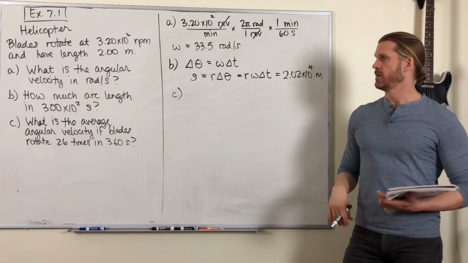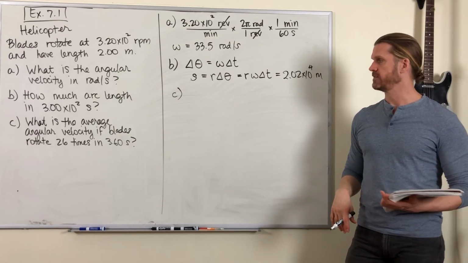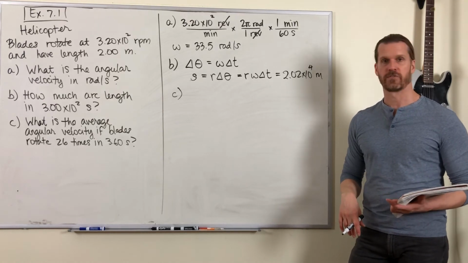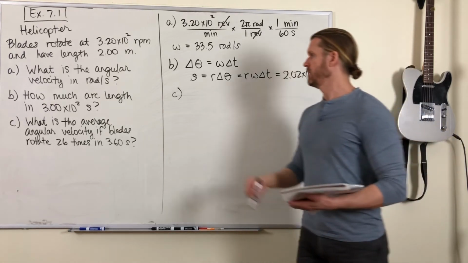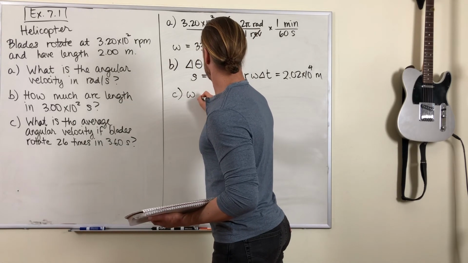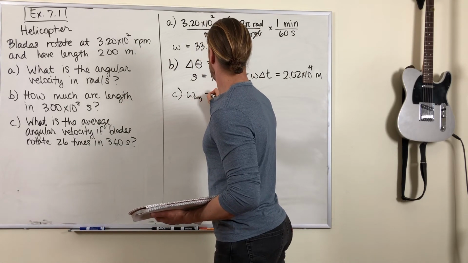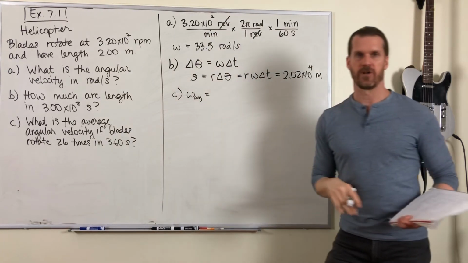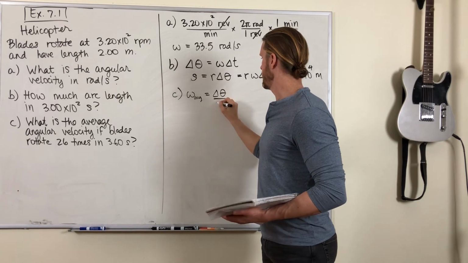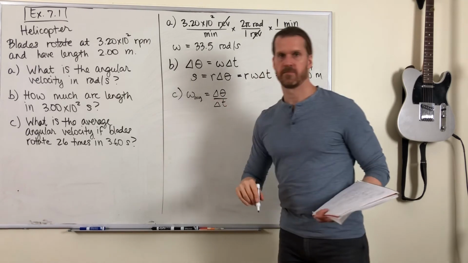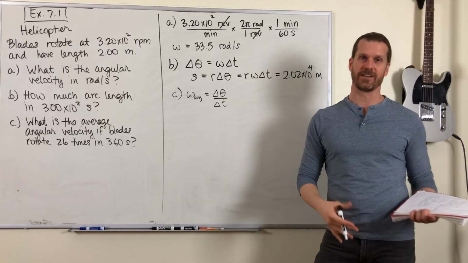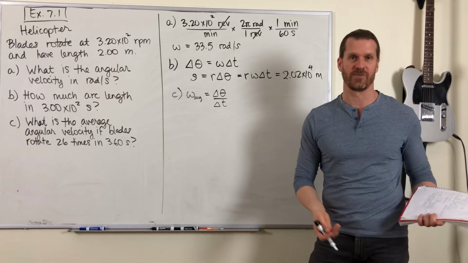Question C. What's the average angular velocity if the blades rotate 26 times in 3.6 seconds? Well, the average angular velocity is the change in angle over time. That's kind of the same equation that we used in linear quantities. The average velocity is change in position divided by time.